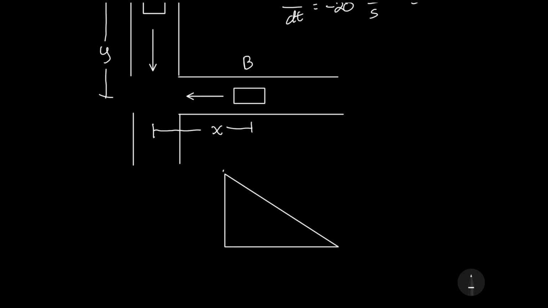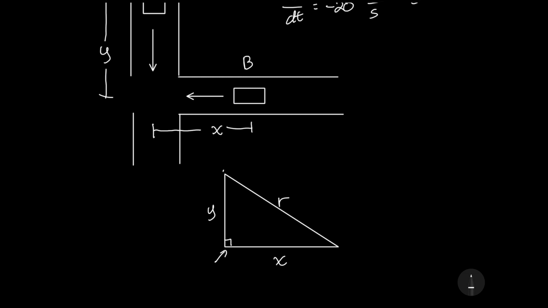Okay, so here is our right triangle, and here is our right angle. This vertical leg, I'm going to call y. This horizontal leg, I'm going to call x. Let's pretend that this point over here is the intersection, and x is the distance of car B from the intersection, and y is the distance of car A from the intersection. So the hypotenuse of this right triangle is going to be the distance between the two cars, and let's call that distance r.